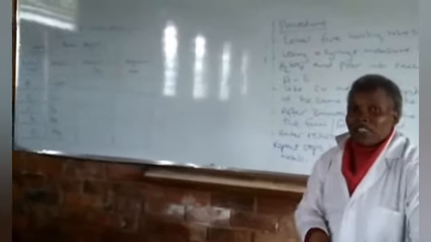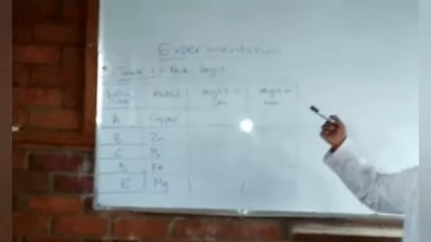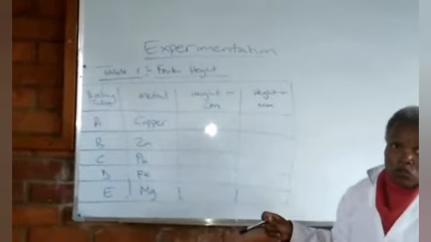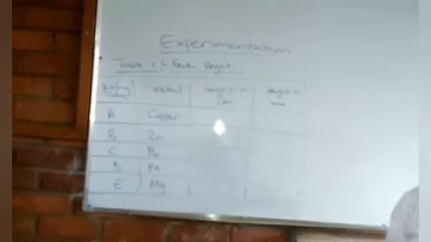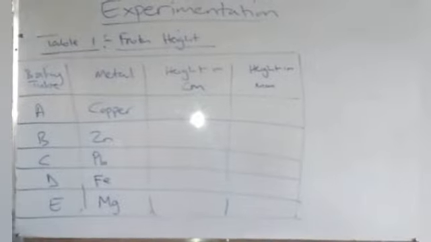Before we begin, it's convenient for us to create the table of results where we are going to enter our results. Whenever you are creating a table, it must have a heading. What is it all about? Here I simply say the froth height, since that is the one that I am determining. On my table I have columns and rows, and again I have put labels so that you know which column is representing what quantity.